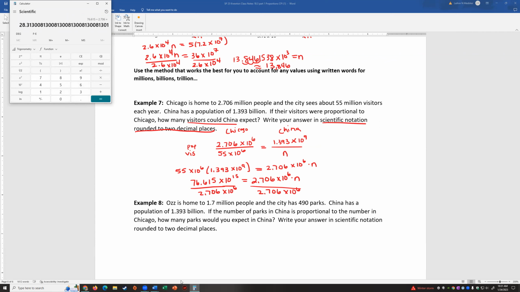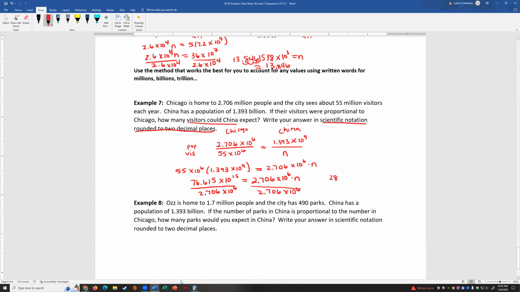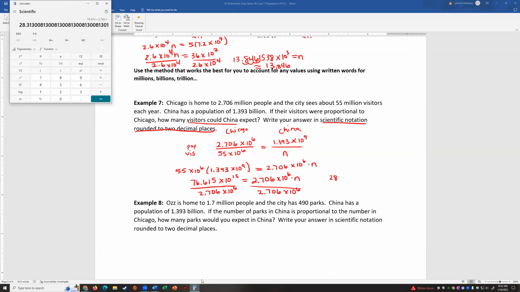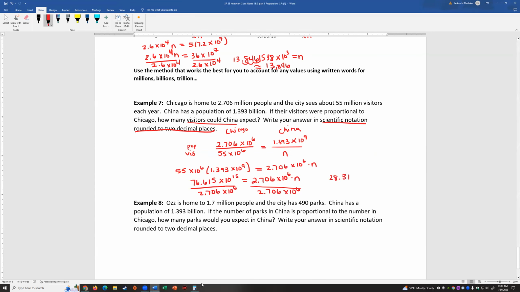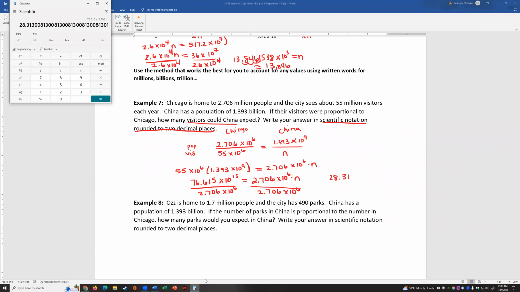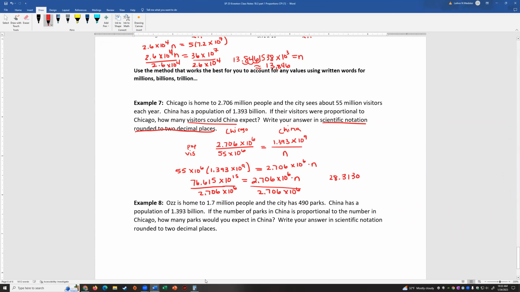I'm going to write it at least to 5 or 6 decimal places because I don't know if I need to make any adjustments before rounding to my proper scientific notation form. Obviously, it's not proper yet if it's a 28. So 0.31308. Just writing out a few. And then this would be times 15 minus 6 is 10 to the 9th.